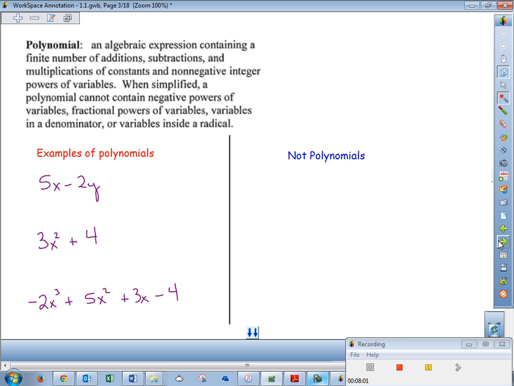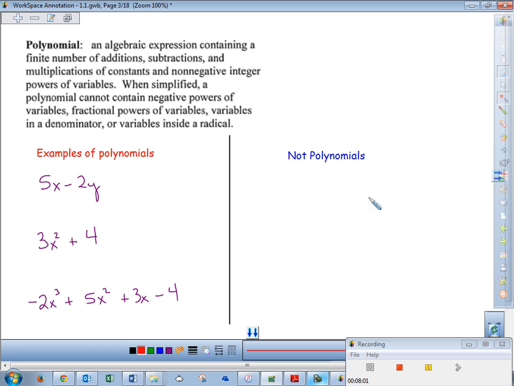Simple. Next, examples of polynomials. Why don't you write those down while I explain it? Make yourself a little room in that spot that's blank right there. You can have examples and not examples, or polynomials and not polynomials. But a polynomial is an algebraic expression containing a finite number of additions. Finite means you can count it. Infinite means you can't count it, right? Finite means you can count it.